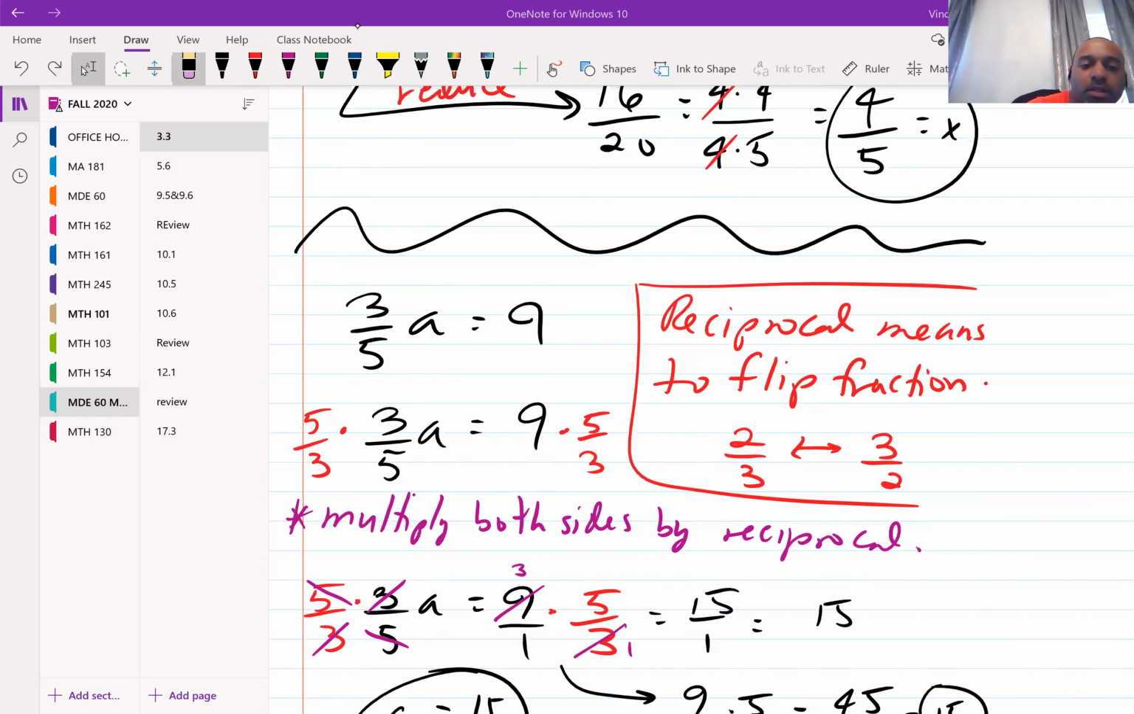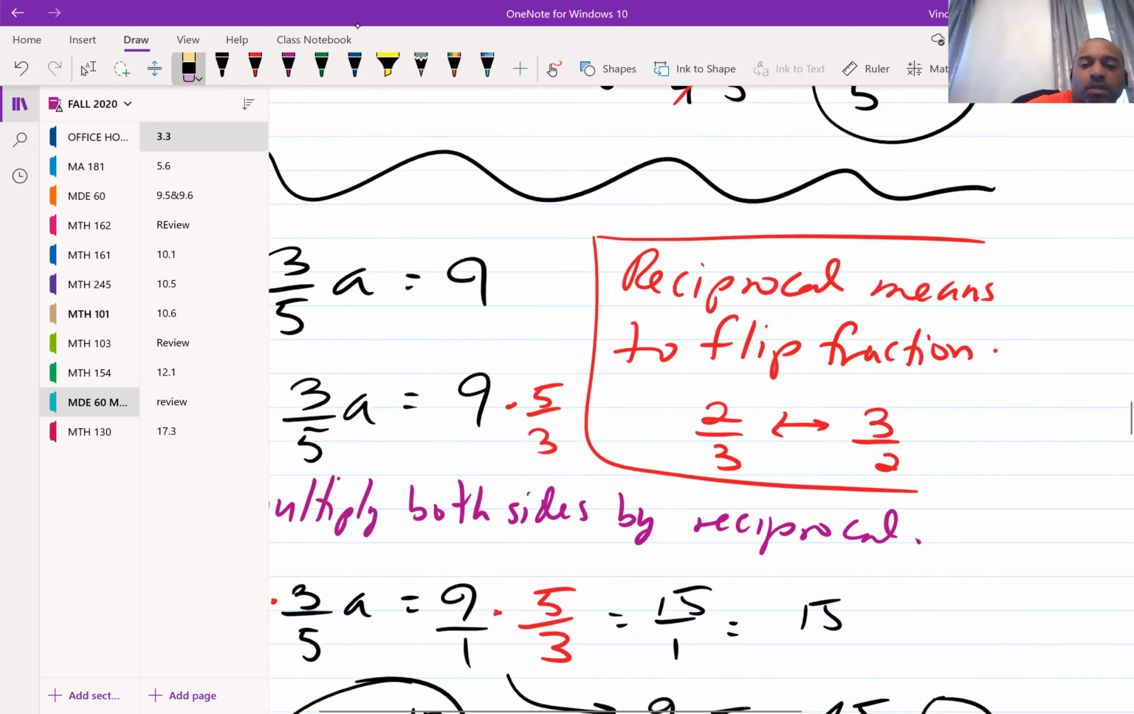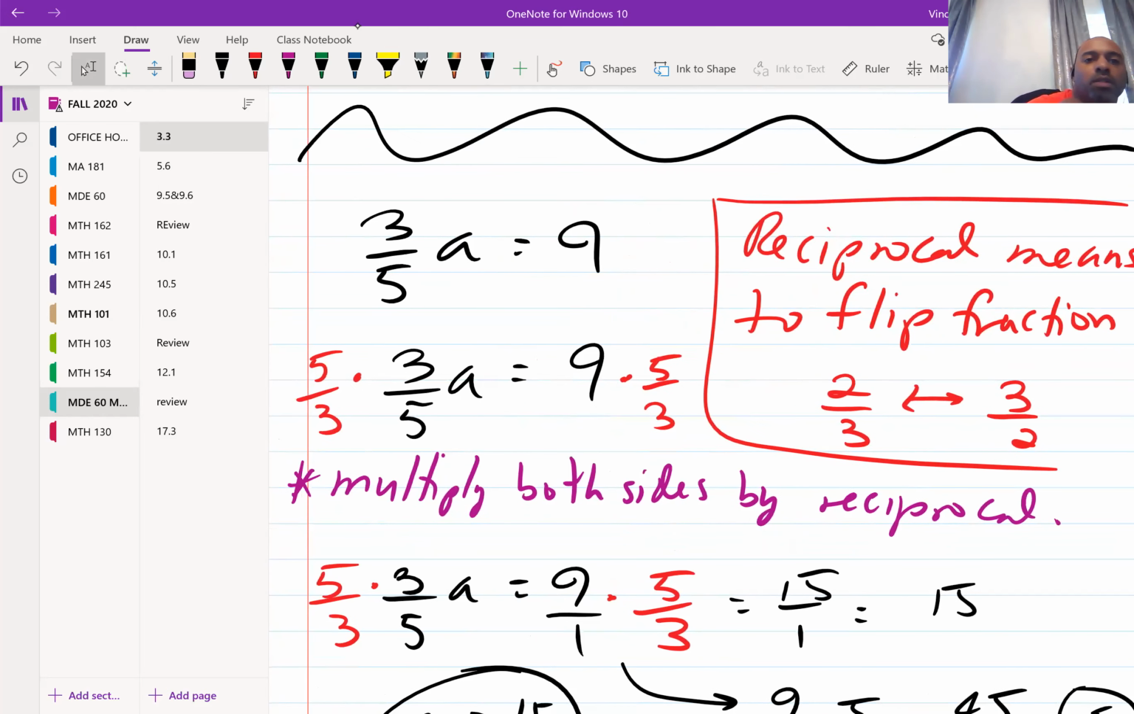So multiplying both sides by 5 over 3. And let me cancel out, show you what actually happens here. All right, so 5 over 3 times 3 over 5. 3 over 3 cancels. 5 over 5 cancels, so that'll leave you with just A. Then over here we have 9, which is on the other side of our equation. We have 9 times 5 over 3.